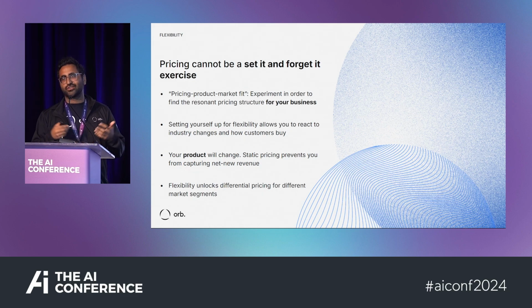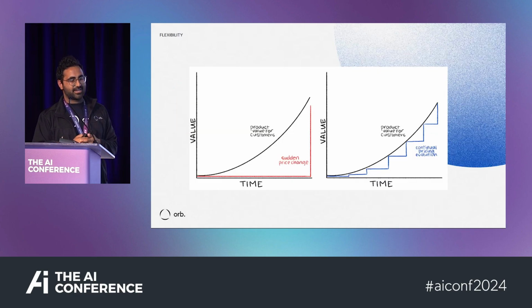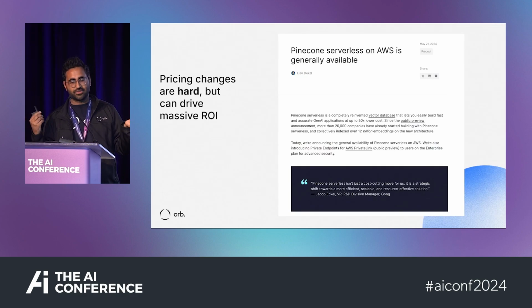And if you engineers in the room think of data migrations, it's the sort of thing where if you start to do it very often, it does become easier. Most companies have a sudden price change, which is bad for them, it's bad for their customers, whereas value is changing continually. And so the more you can converge to the picture on the right, where you're capturing that as time goes on, the better. So this is an example of Pinecone, both rolling out a serverless offering, but also changing their pricing to match, which can drive massive ROI.